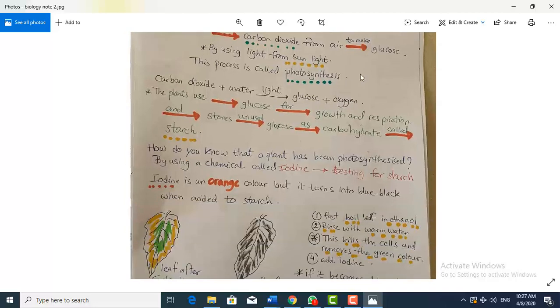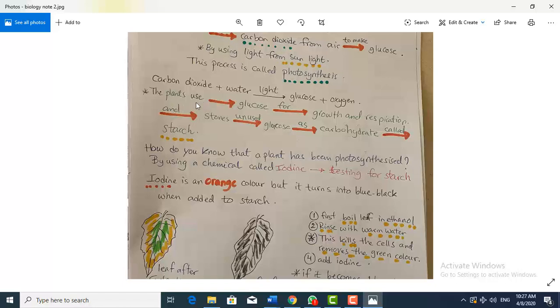Okay. The plants actually use glucose for what exactly? Okay, we got the idea that plants go through the photosynthesis process to make glucose. But what do they do then? They actually use the glucose for growth and respiration. And they store the unused glucose as carbohydrate, which we call starch.